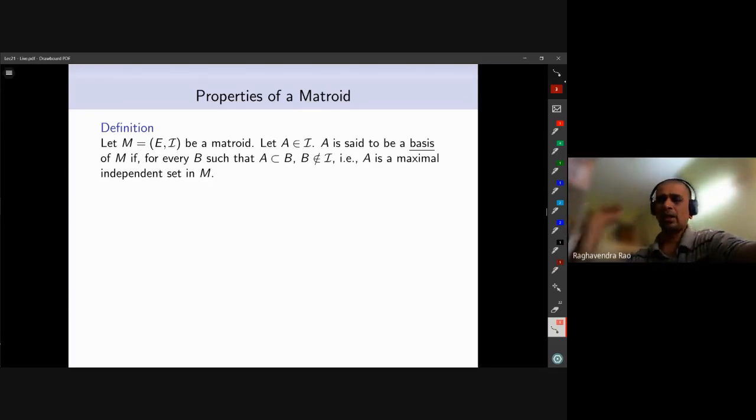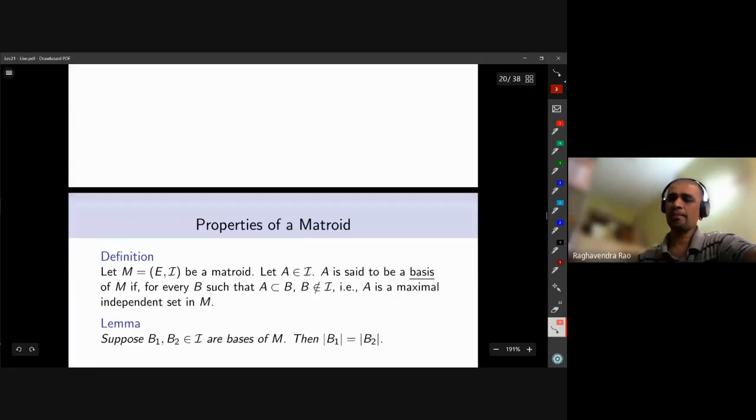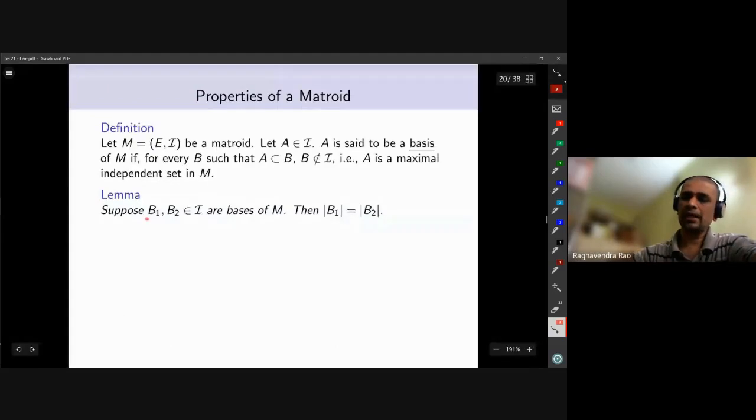Now we are going to say that it's in fact a property of any matroid, nothing to do with the graphic matroid. You take any matroid, your choice, their bases, that is maximal independent sets, will all have the same cardinality. That is our main statement. Consider any two bases B1 and B2 of a matroid; then the cardinality of B1 equals the cardinality of B2.